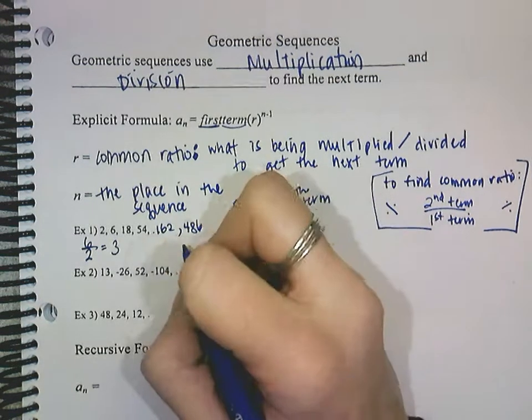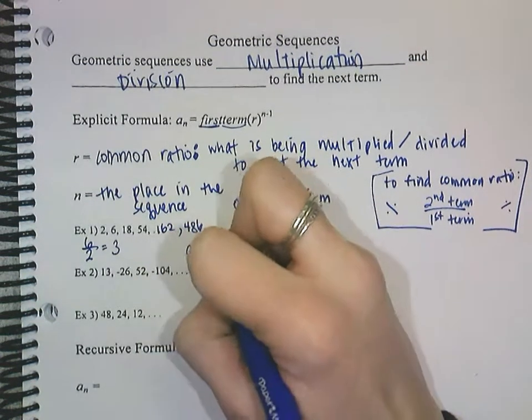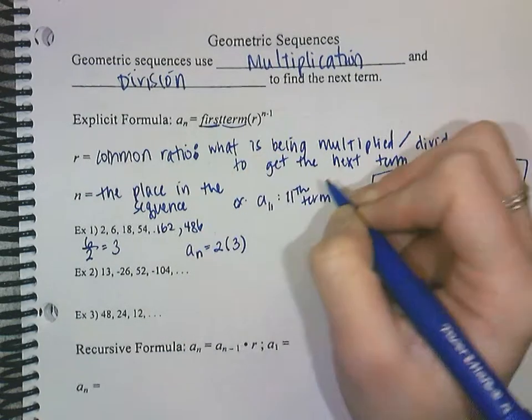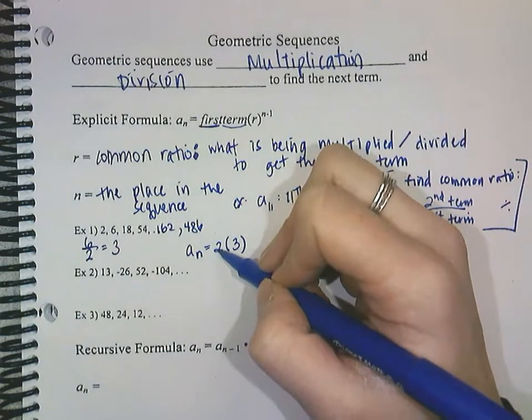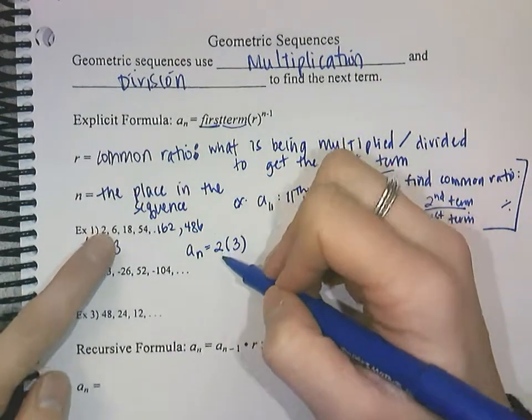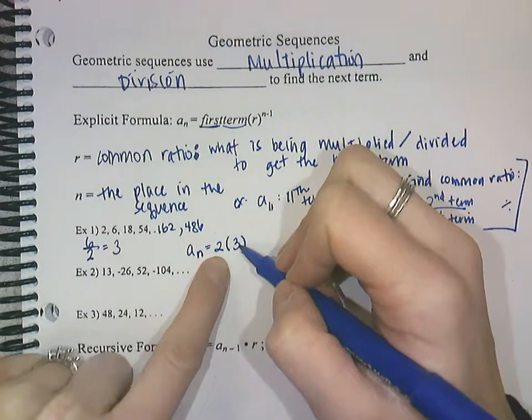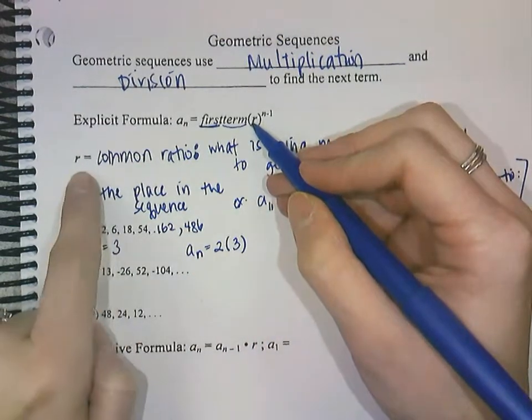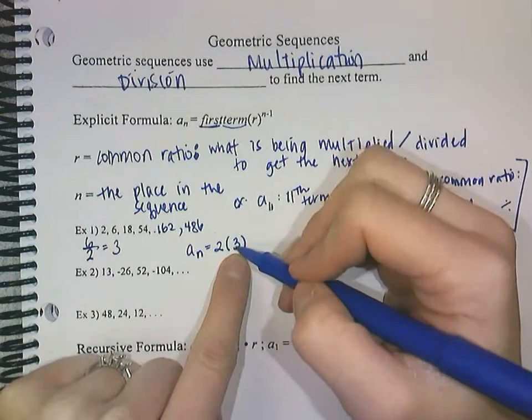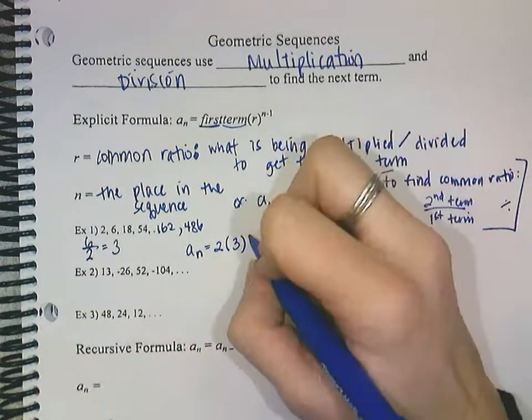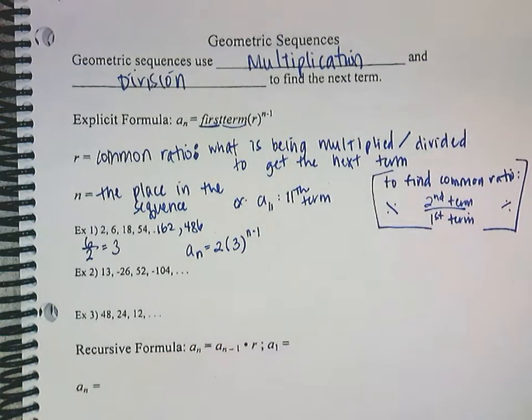Then we're going to write our formula. A sub n equals 2 times 3. We use 2 because that's our first term, times our r, which is our common ratio. So our r goes in the parentheses, and then we always write n minus 1 up at the top.